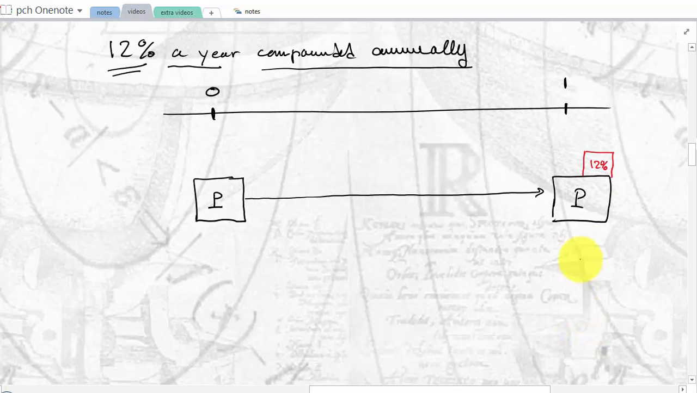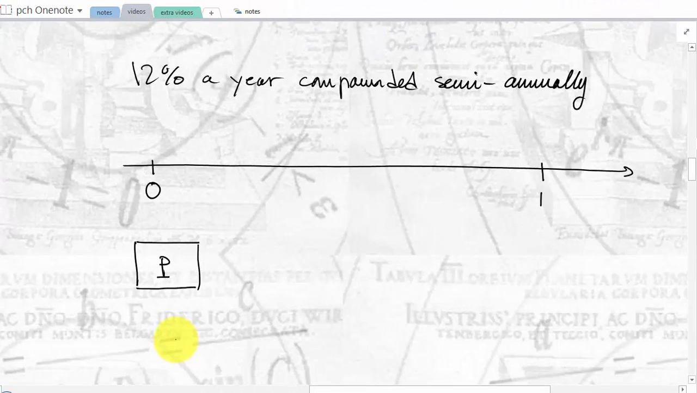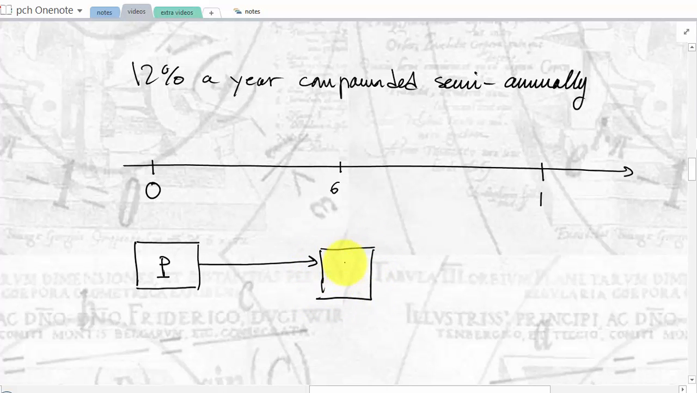All right, now in the second model, we're gonna take 12% a year compounded semi-annually. So how do you compound semi-annually? Well, semi-annually, you're gonna have to do something at the end of the 6 months right here. And this is what happened. You take your investment P, and at the end of 6 months, you're not gonna put 12% on that. That would be crazy. No, what you do is you add 6% at the end of the 6 months right here on P, right? So this is 6% added on the P that you had.